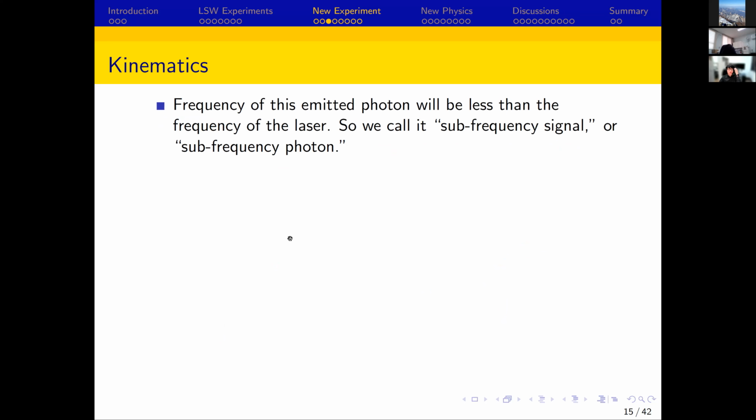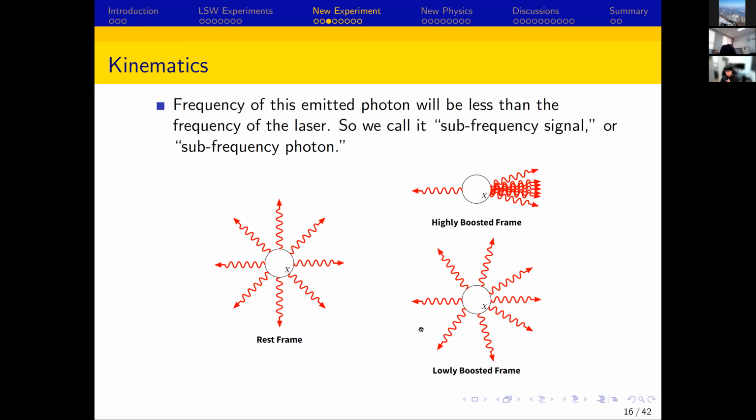So let's talk about its kinematics in detail. First of all, the frequency of this emitted photon will be less than the frequency of the laser. So we call it a sub-frequency signal or sub-frequency photon. I want to describe its kinematics with this figure. Consider the rest frame of X. Then in the rest frame, there is no directional preference, so this sub-frequency photon will be emitted isotropically.